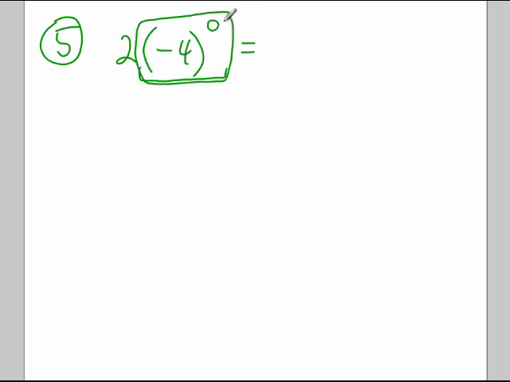A couple more examples. 2 times negative 4 to the exponent 0. Alright, so as long as our base is not 0, a non-zero base to the 0 exponent is 1, and so 2 times 1 would be 2.